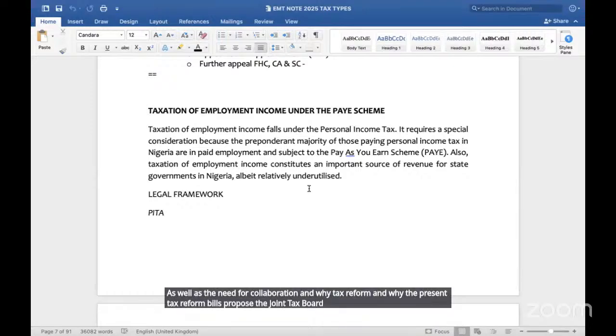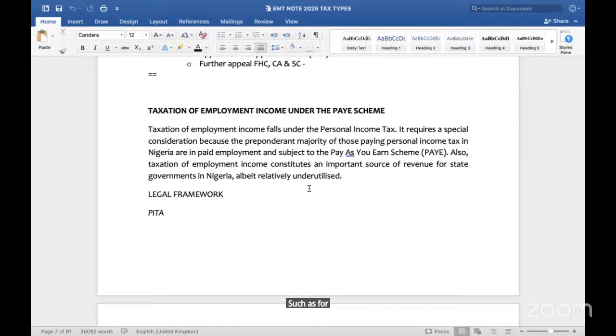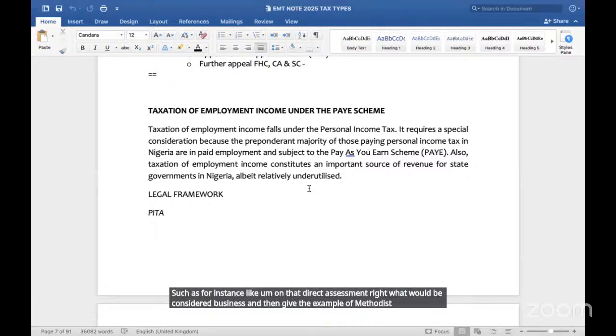We're also supposed to look at the parameters of doing business and gaming, such as, for instance, under the direct assessment, what would be considered business? And then he gave the example of Methodist Church against FBIR. What would we consider as the parameters of doing trade exactly?